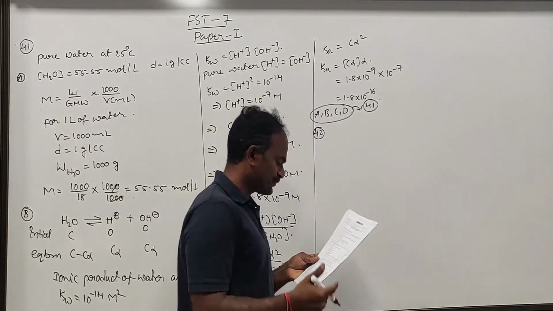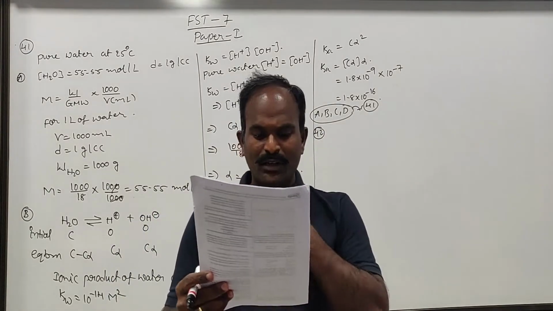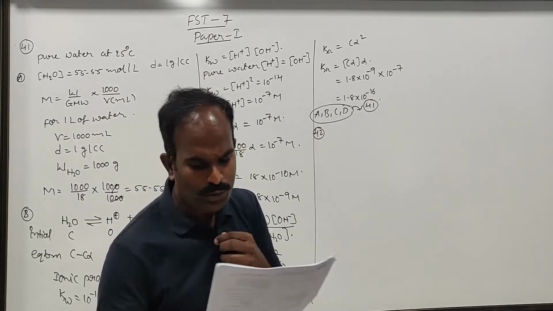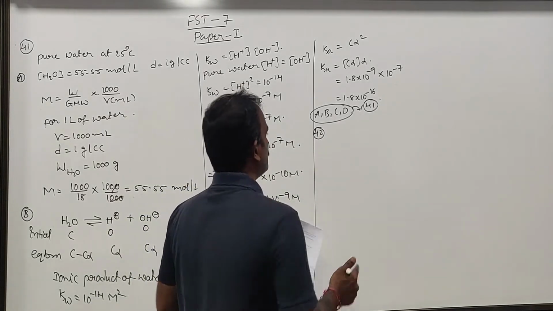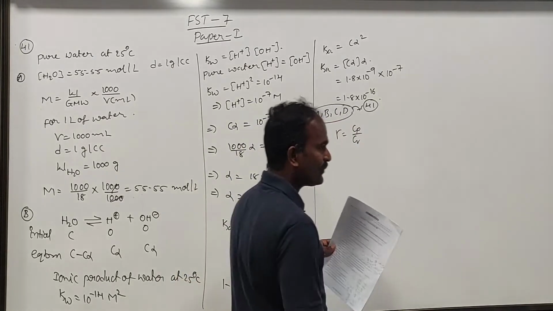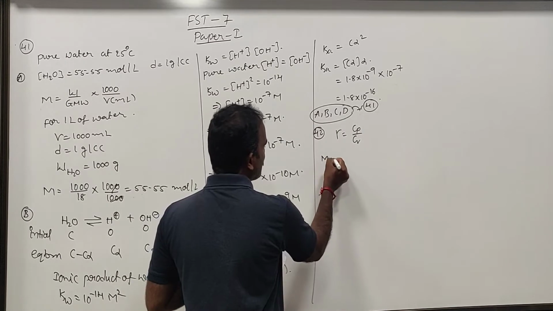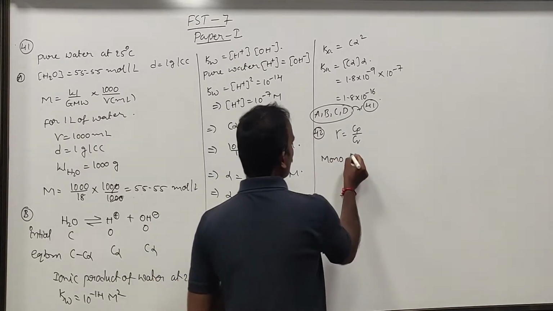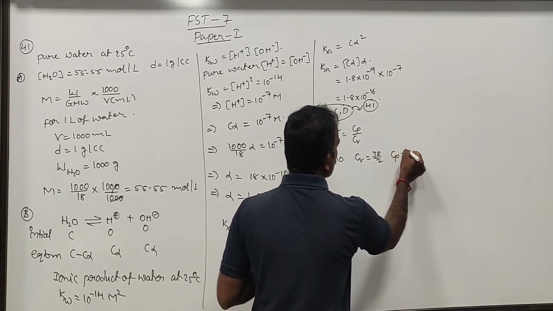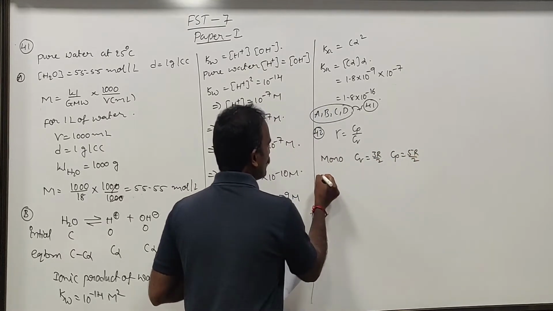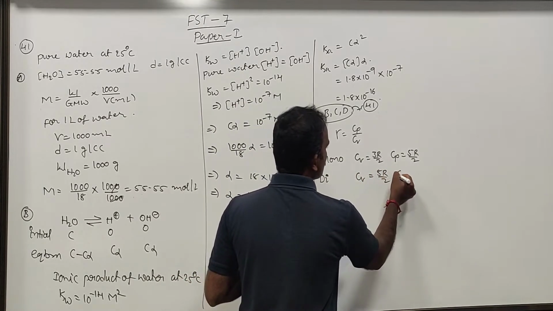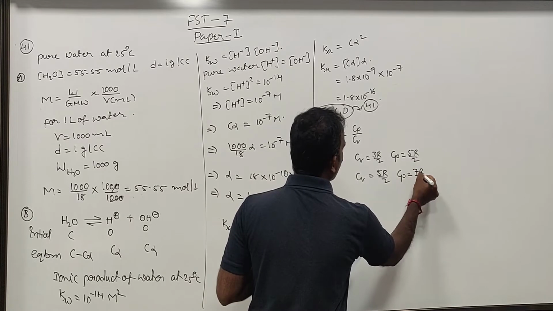Question number 42. It's from thermodynamics. Gamma for a mixture of 1 mole of monoatomic gas and 1 mole of diatomic gas is equal to 1.5. As we all know, gamma is equal to Cp divided by Cv. For monoatomic gas, Cv is equal to 3R by 2, Cp is equal to 5R by 2. For diatomic gas, Cv is equal to 5R by 2, Cp is equal to 7R divided by 2.